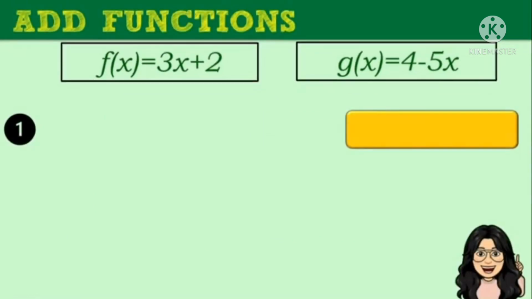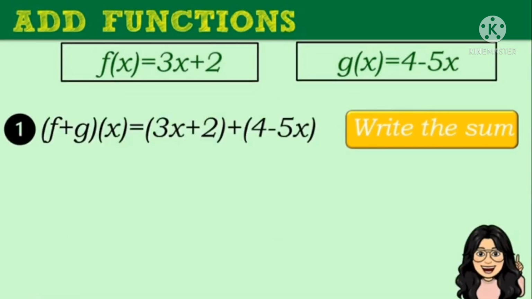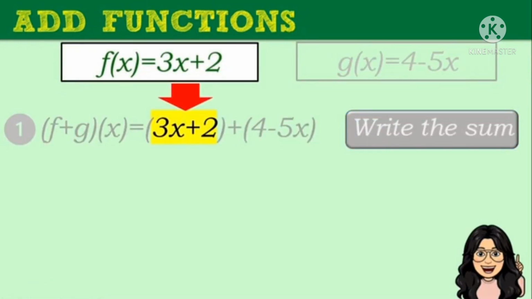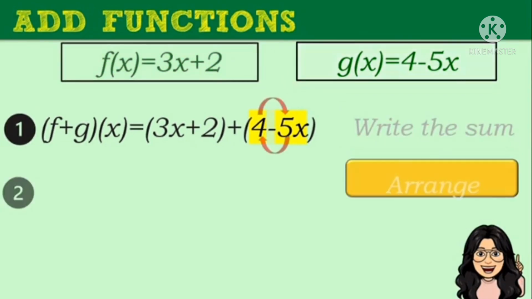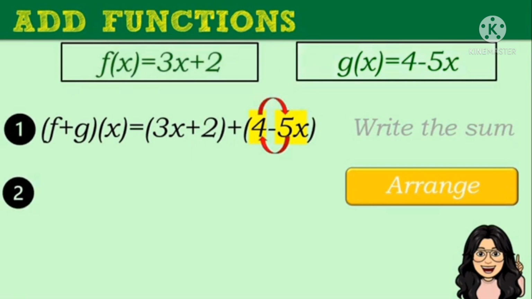Let's follow some steps. Step 1, write the sum. You'll have this notation, f plus g of x, then equals (3x plus 2) plus (4 minus 5x). Now, how did we come up with that? Observe that the first is your f of x, 3x plus 2, enclosed in parentheses, and the other one is your g of x, 4 minus 5x, enclosed in parentheses. So every time we add the two functions, do not forget that we need to enclose them in parentheses. Second, arrange. We are going to arrange the terms according to the degree, from highest to lowest degree.